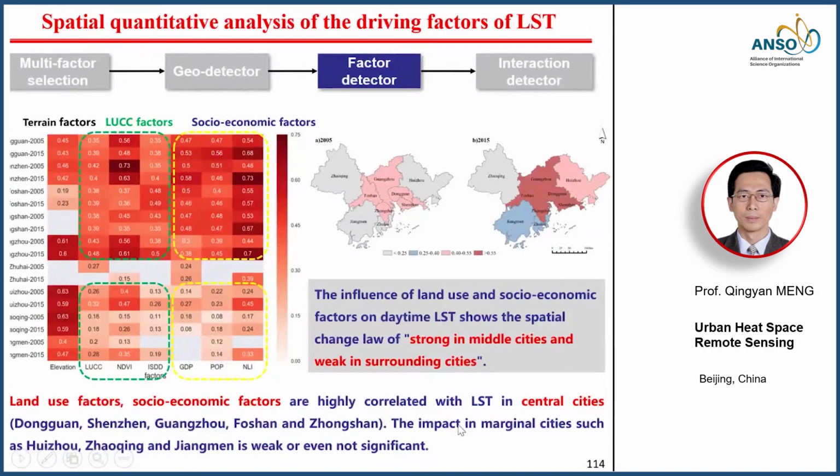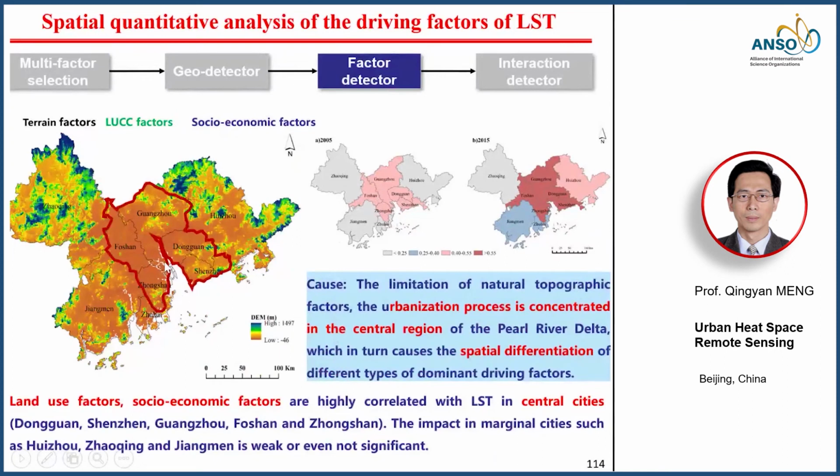You can see the land surface factors and the social economic factors are highly correlated with the land surface temperature in the central cities, Dongguan, Shenzhen, and Zhongshan. The impact in the marginal cities, such as this area, Jiangmen and Zhaoqing, is weak and even not significant. Then the influence of the land surface and the social economic factors on the daytime land surface temperature shows the spatial change law of strong in the middle cities and weak in the surrounding cities.